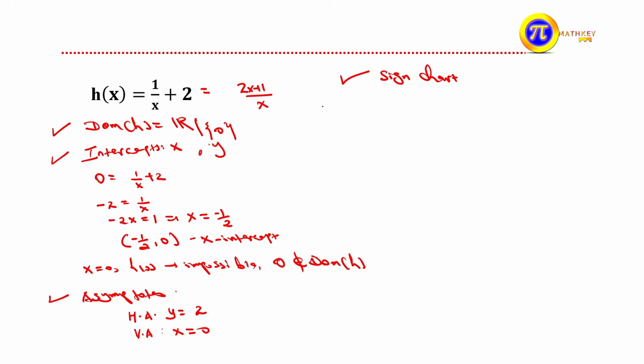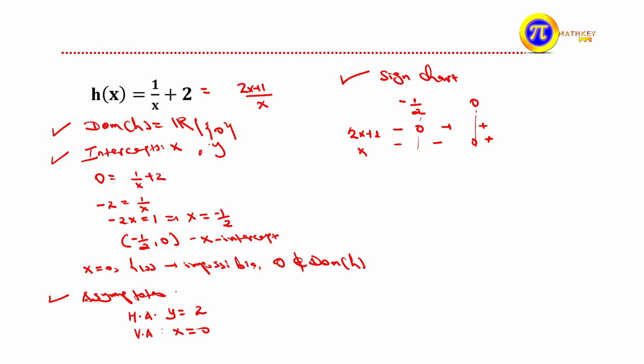When you come to here, the zeros of the numerator and denominator: numerator negative 1 over 2, denominator that is 0. And so note this 2x plus 1 at negative 1 over 2 it is 0, at the left is negative, at the right is positive. When you consider x at 0 it is 0, at the left negative, at the right is positive.